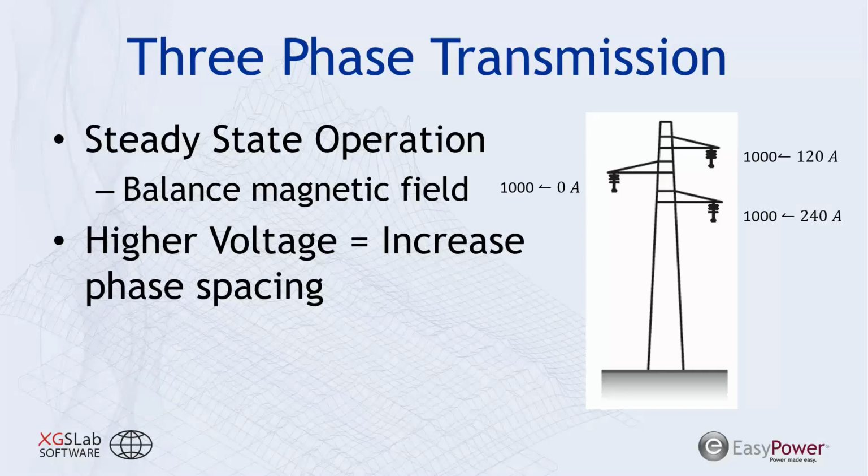So if you are able to make each phase conductor tighter, you're going to see a greater cancellation between the magnetic field. But if you're having each of those phase conductors spaced farther apart, like you would for higher voltages, you're going to see greater magnetic fields resulting from or along that transmission line.